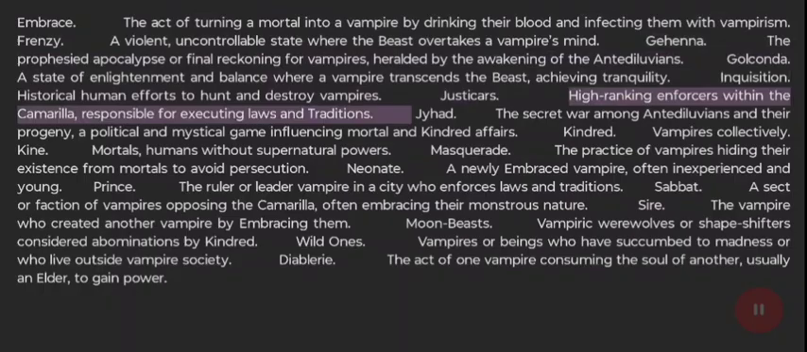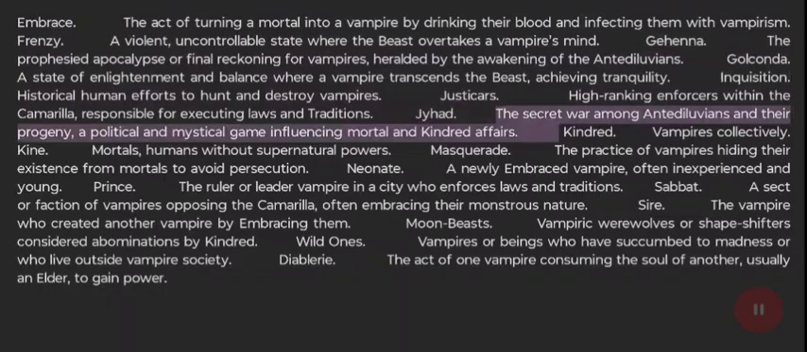Justicars. High-ranking enforcers within the Camarilla, responsible for executing laws and traditions. Jihad. The secret war among antediluvians and their progeny, a political and mystical game influencing mortal and Kindred affairs. Kindred. Vampires collectively.